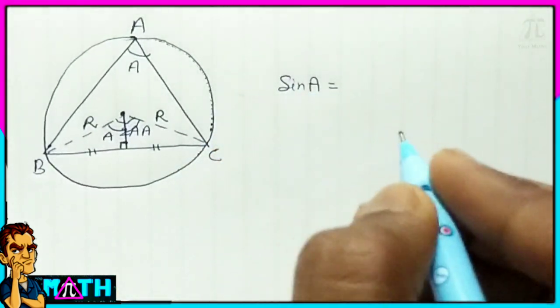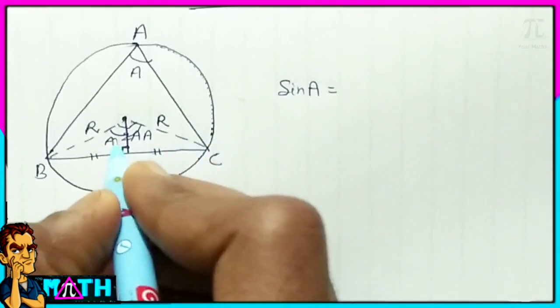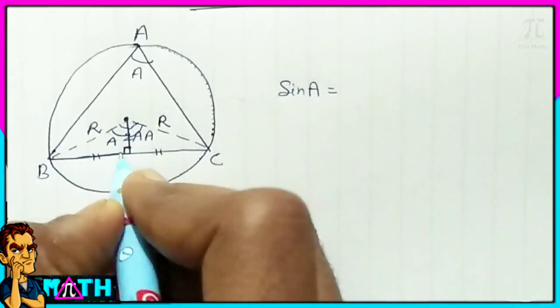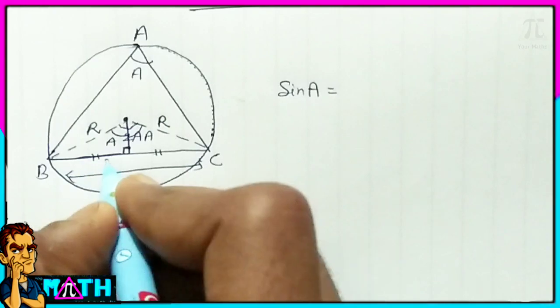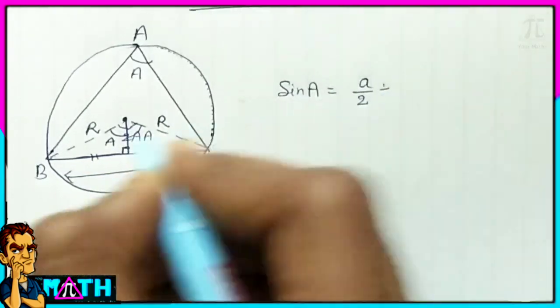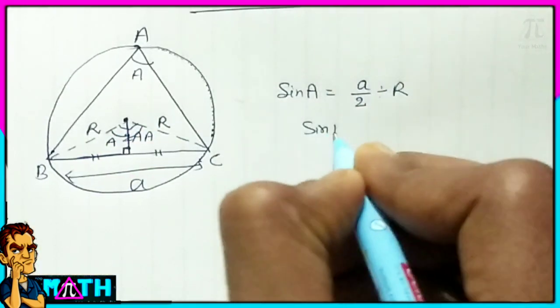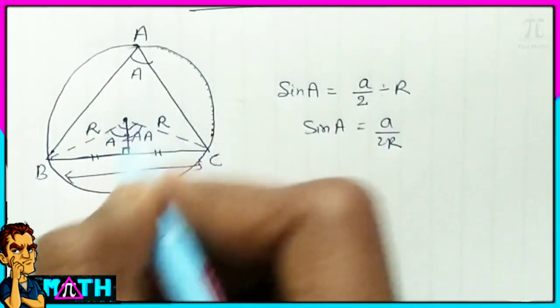Now from here we can write sine of A is equal to perpendicular upon hypotenuse, which is, if this length is a, then this is a by 2 upon hypotenuse, which is the radius. So this becomes sine of A is equal to a over 2R.